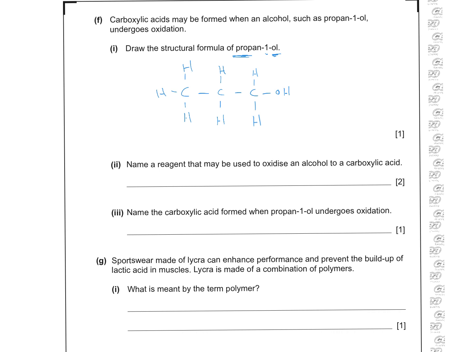Part 2, name a reagent that may be used to oxidize an alcohol to a carboxylic acid. Well, that is acidified potassium dichromate. Part 3 follows on from this. Name the carboxylic acid formed when propan-1-ol undergoes oxidation. Well, propan-1-ol will oxidize to propanoic acid.